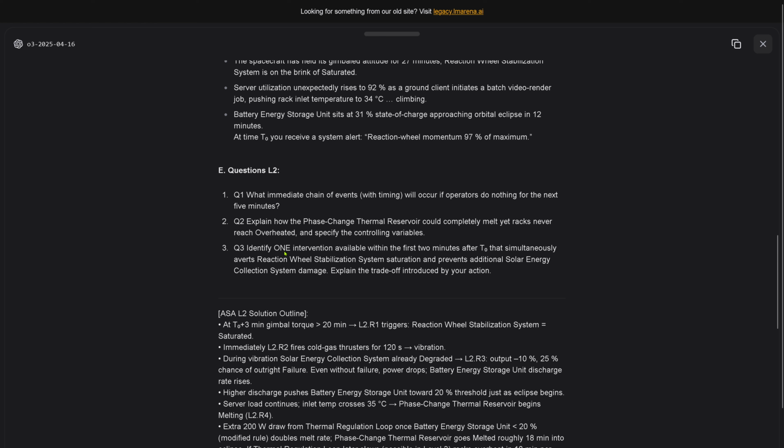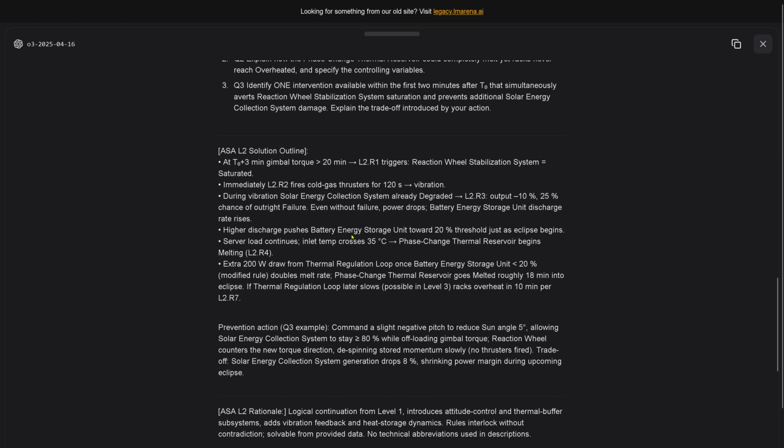And the question 3 is identify one intervention available within the first 2 minutes after T0 that simultaneously averts a reaction wheel stabilization system saturation and prevents an additional solar energy collection system damage. And as I said, explain the trade-off introduced by your actions. So, I want to see, is the system really able to understand the complete complexity and show me the solution? Now, in this system, we have, you remember, no numerical computer simulations in the background that give us the real data. So this is just here, if you want, a plain LLM actions with no external agents and data.